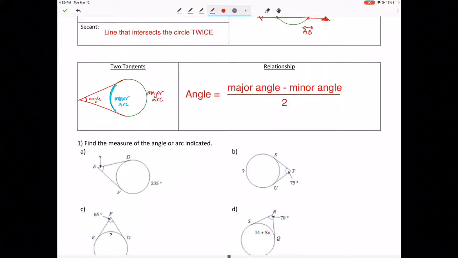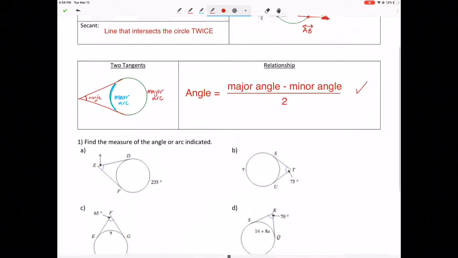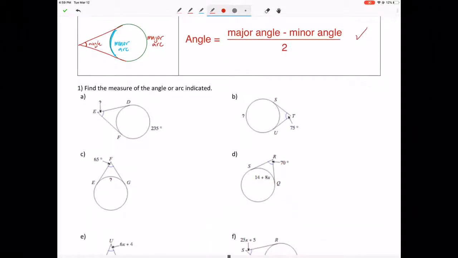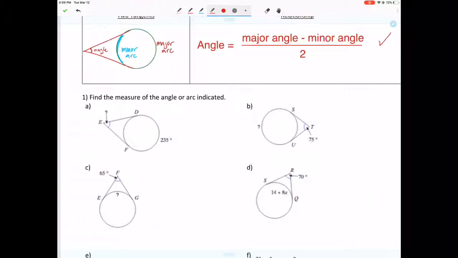And there's a special relationship with the minor arc, major arc, and the angle, and that is shown here. The major arc minus the minor arc, divided by 2, will give you your angle. So let's look at these problems real quick. And we're going to use this all the time.